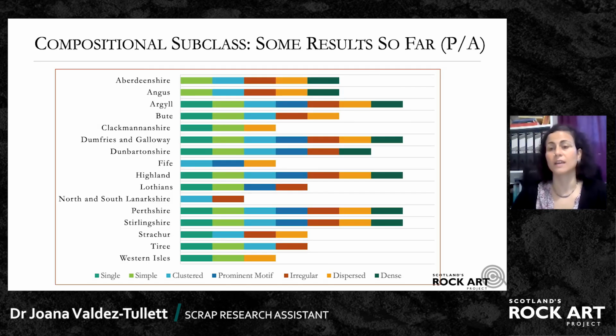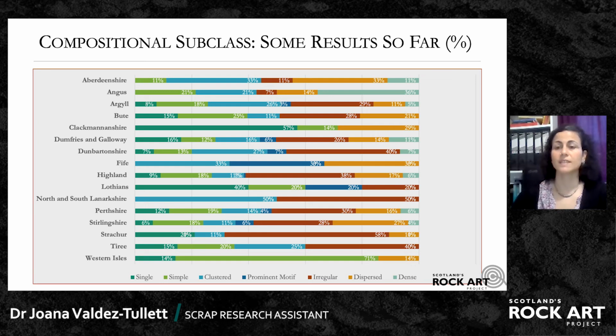So this chart again is showing us that the majority of panels were carved with either single or simple strategies. So we have one motif or 1 to 2 motifs carved per rock, and a lot of examples are of motifs carved irregularly or with a dispersed distribution of images on the rock surface. The breakdown of the data into percentages shows that the simple strategy, where they would carve 1 to 2 motifs, is the more widespread, followed by the clusters and irregular carving.